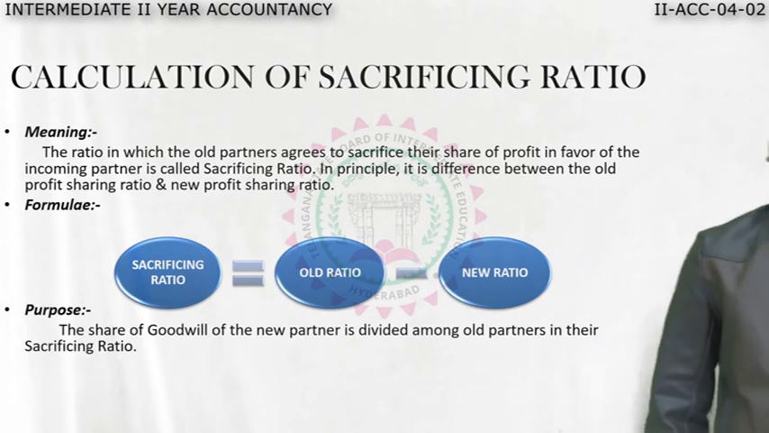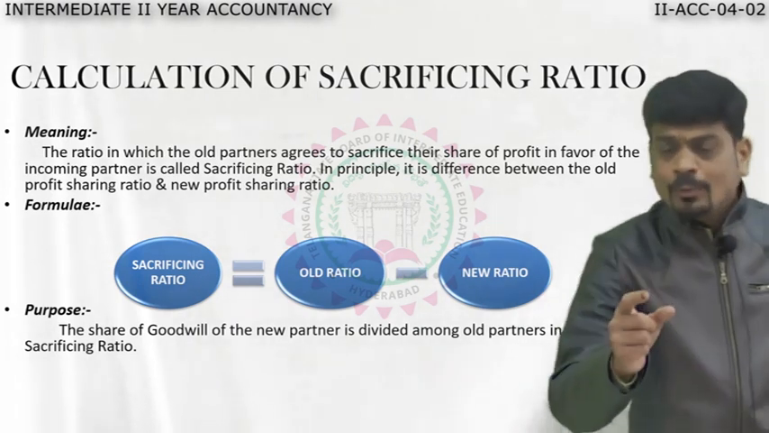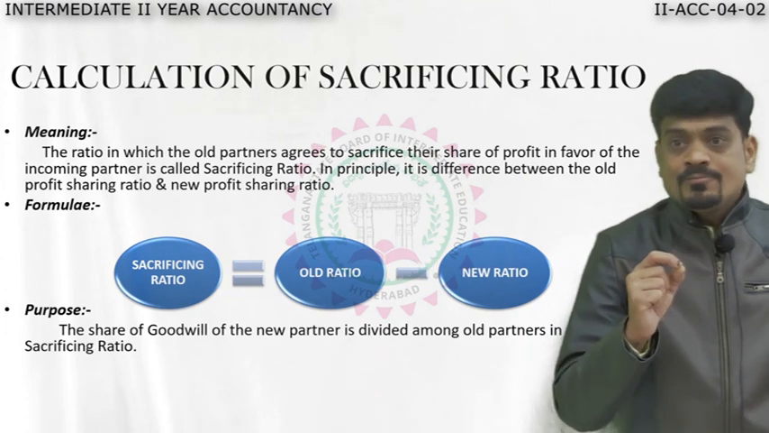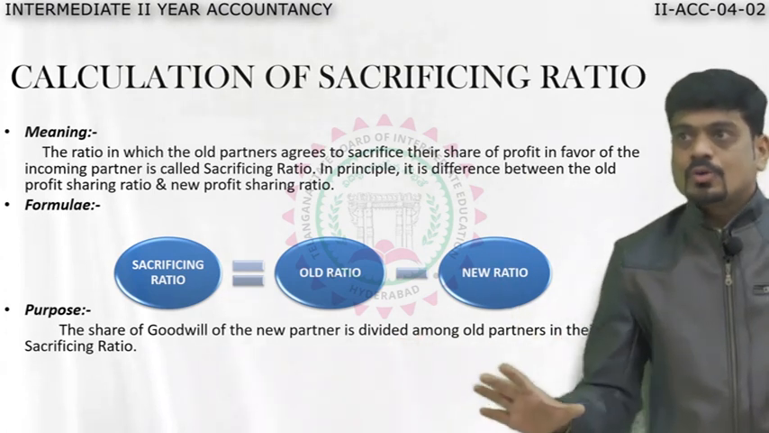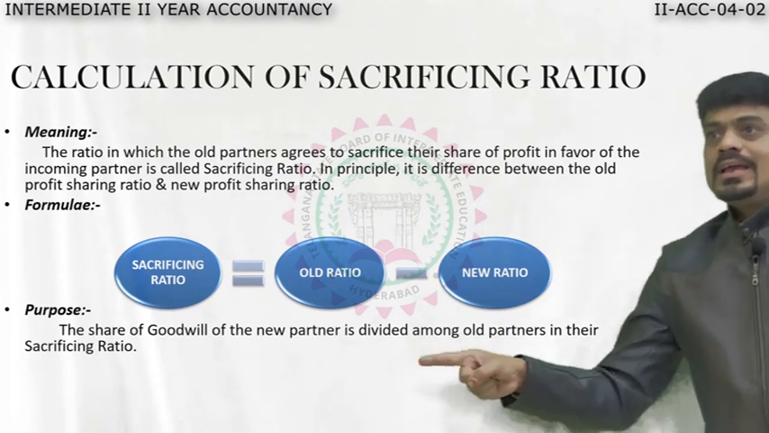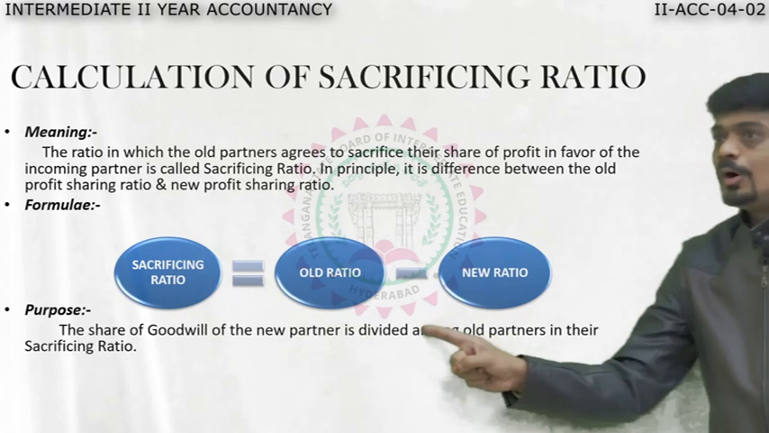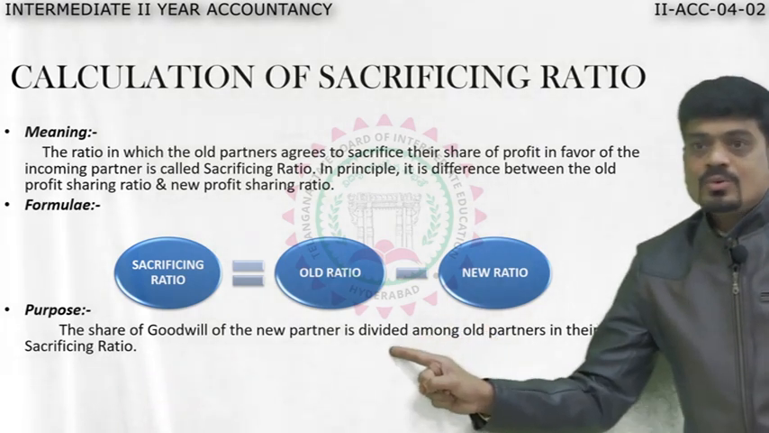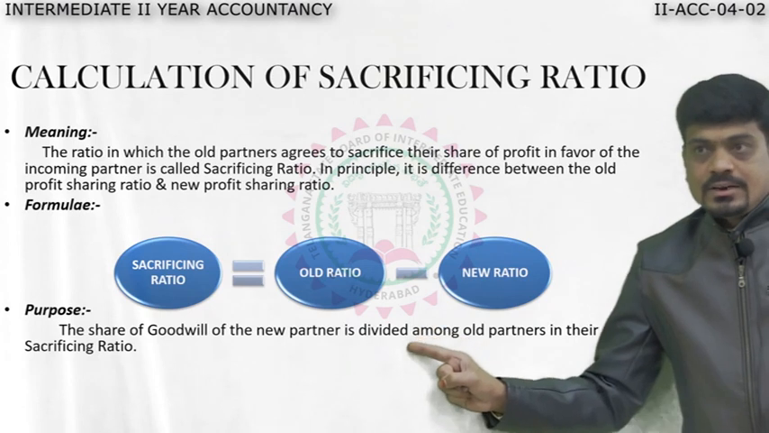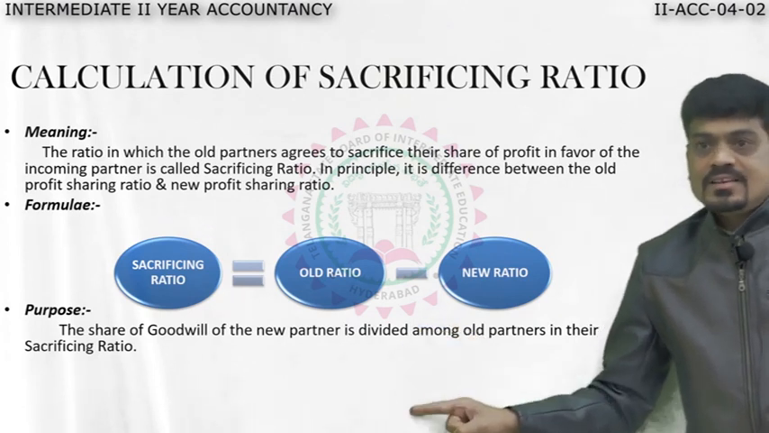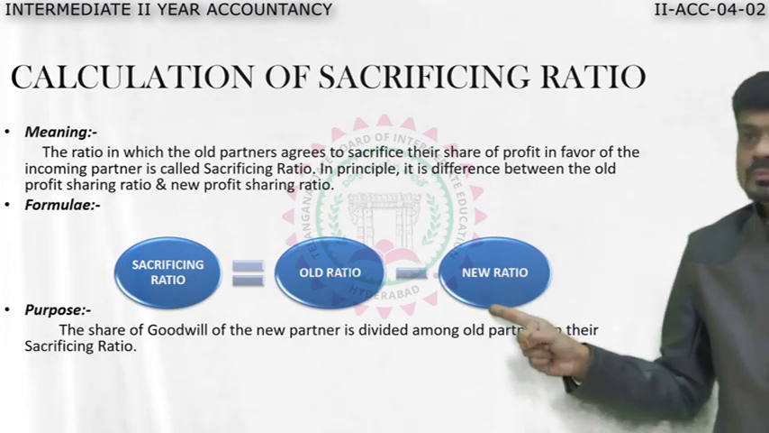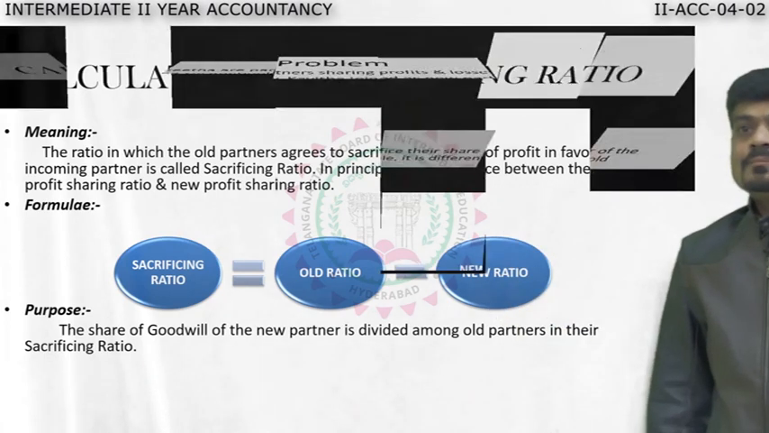Now sir, what is the importance of this sacrificing ratio? The importance of sacrificing ratio is that whenever the new partner brings premium for goodwill, are you able to see I wrote goodwill? That premium for goodwill will be given to the old partners, that is the sacrificing partners, in which ratio? Sacrificing ratio. This is the most important point. Okay, what is the utility? Why do we have to calculate sacrificing ratio? If anybody is asking, then you should say the premium brought by the new partner towards goodwill will be divided in sacrificing ratio among sacrificing partners, nothing but old partners.